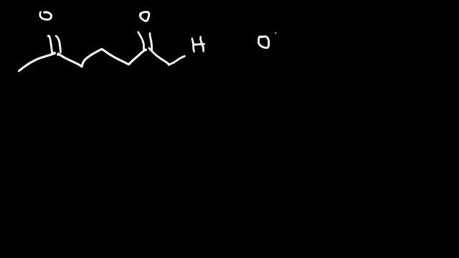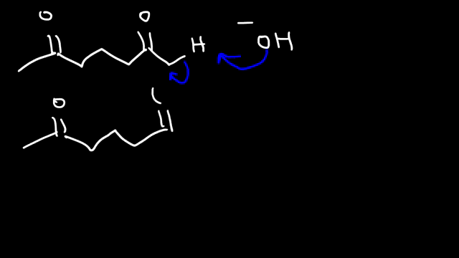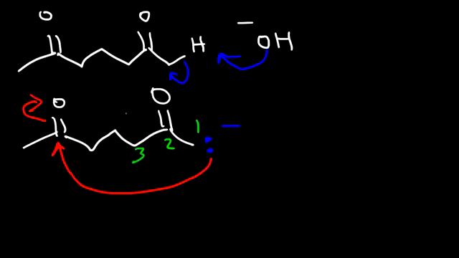So the next step is to take the hydroxide ion, remove a hydrogen, and form the enolate ion. And then we're going to take the carbon with the negative charge and use it to attack the other carbonyl carbon. And so this is going to be carbon 1, 2, 3, 4, 5, 6. And so we're going to get a 6-membered ring.